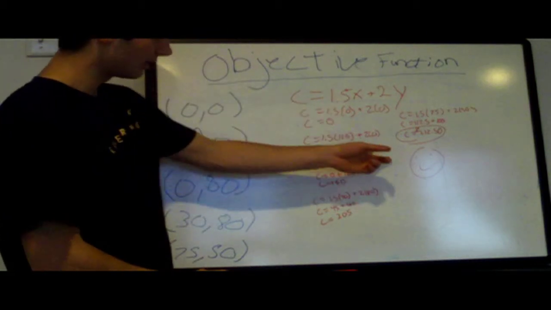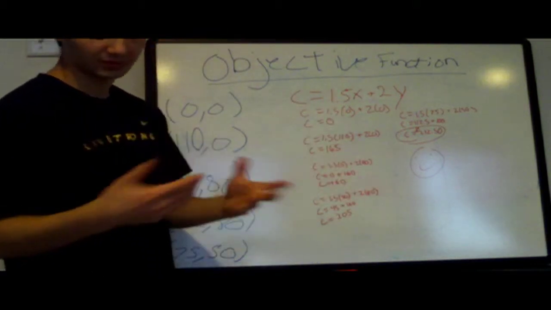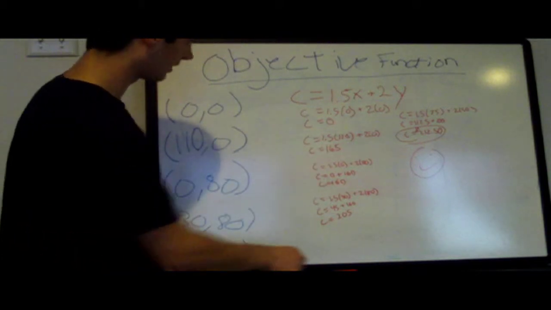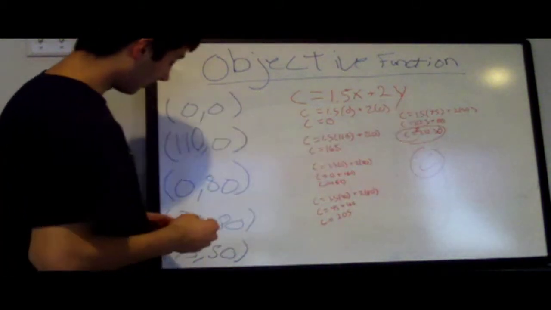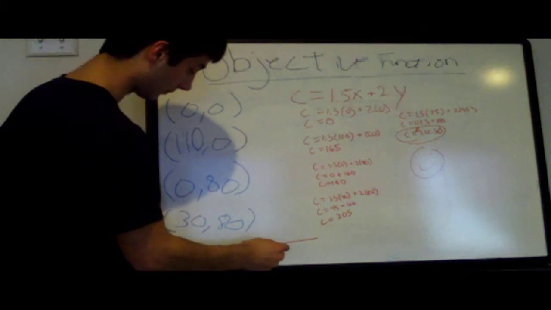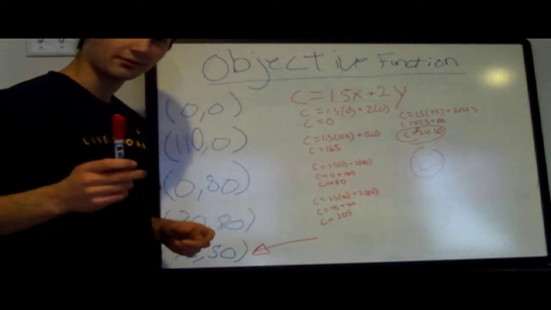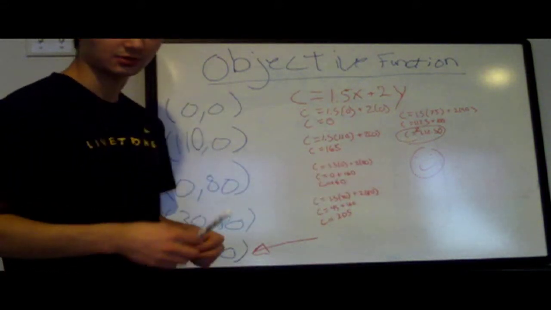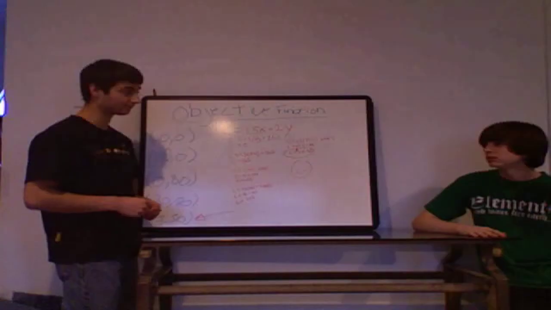$212.50. Now, if you notice, that's the maximum, which we're trying to find. We're trying to find the maximum profit. So that's our answer. The vertices he chose were these down here. Your final step is to put this answer into a sentence answer.